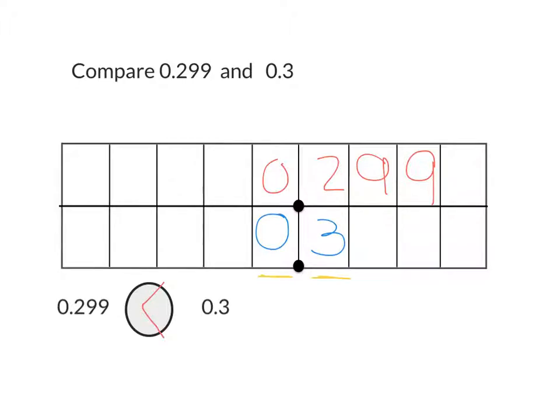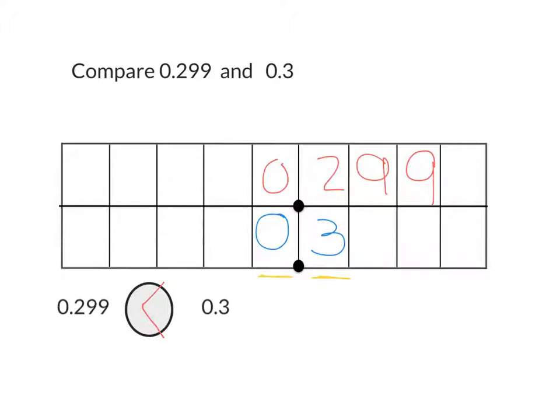Now when we look at this, this can become confusing because traditionally students just want to look at the numbers 299 and the number 3 without considering place value, and they will say that 299 is a larger number than 3. And this is true. 299 is a larger number than 3. But here we don't have 299 and we don't have 3. We have 299 thousandths and we have 3/10ths. So it's important to consider place value.